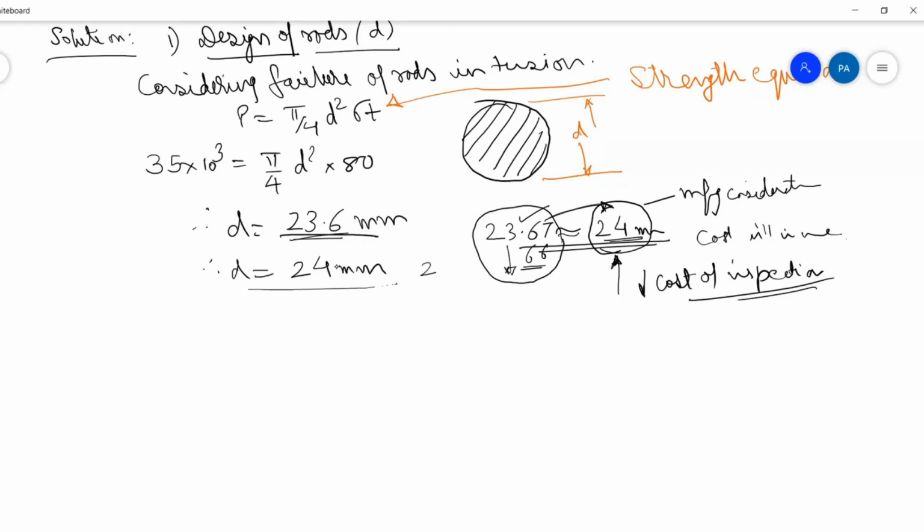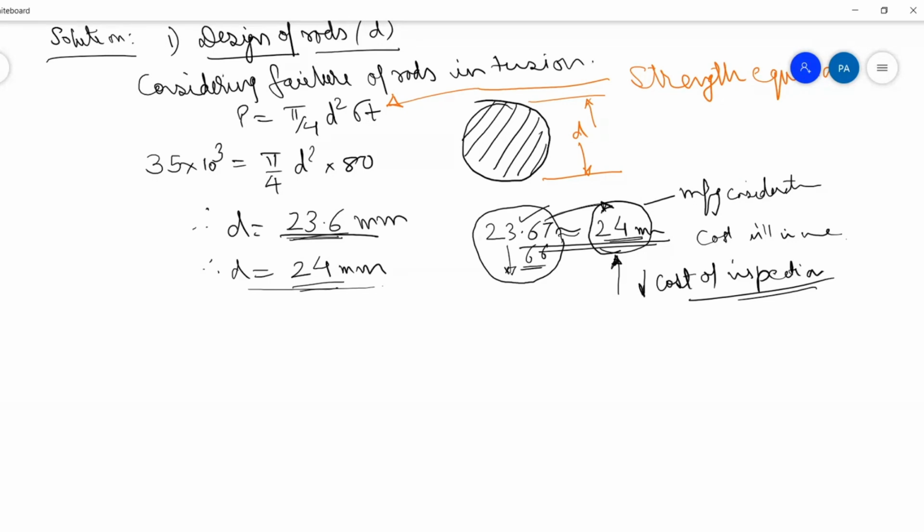Some students may ask, sir, हम 25 mm ले सकते हैं क्या? Yes, you can take it as 25 mm, but as far as rod is concerned, you can take it to 24 mm also. But if it is a shaft, then we don't get shaft of 24 mm diameter. In that case, we have to round it up to 25 mm only. So that I will explain when I explain design of shaft. But in this case, you can even keep it to 23.6 or you can round it up to 24. Both the values are correct.